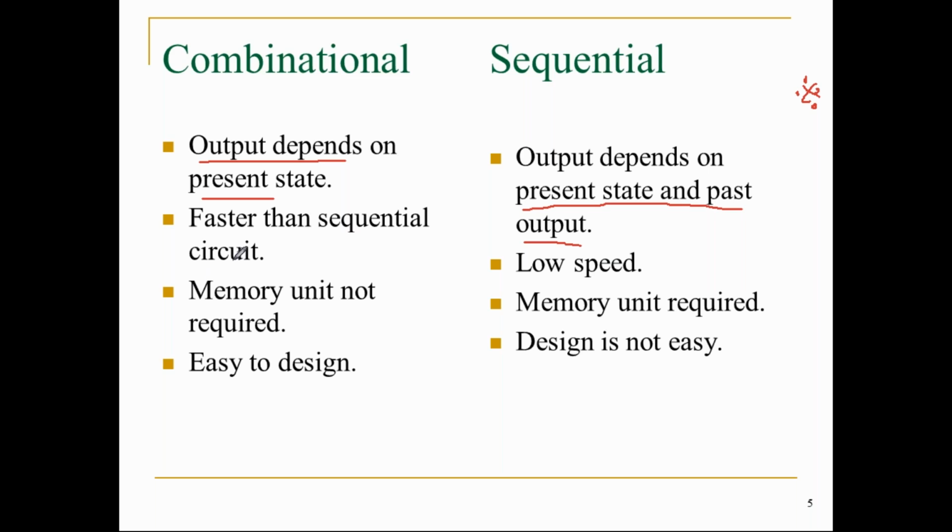Then what is the second important point? The combinational circuit is faster than the sequential circuit. It has a fast output or response compared to the sequential circuit. There is no need of memory in a combinational circuit, but the sequential circuit needs a memory unit because it takes the previous response as a past output, and it has to be given as an input to the sequential circuit.